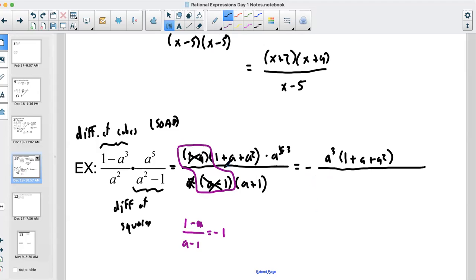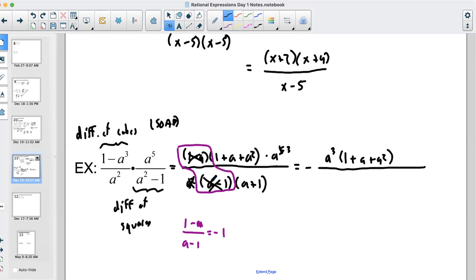Let me say that again. 1 minus a and a minus 1 cancel each other out, but leave behind a -1. And you can write it on the top, or you can write it on the bottom. You can't write it on both. I tend to write it in front of the fraction. It's just easier to do it that way, I think.